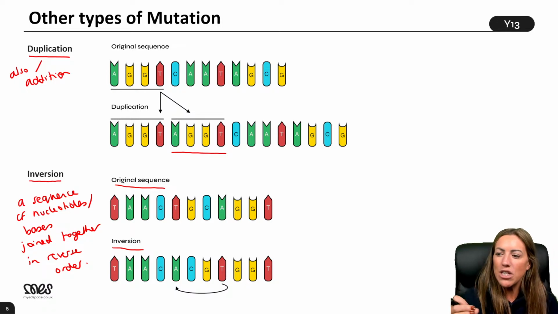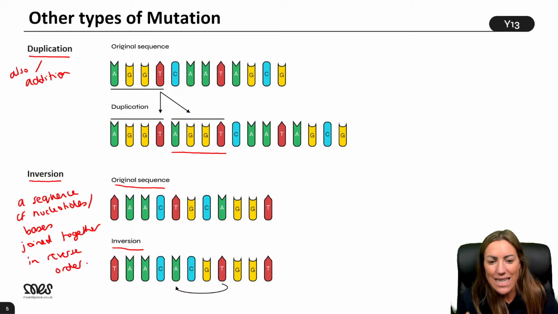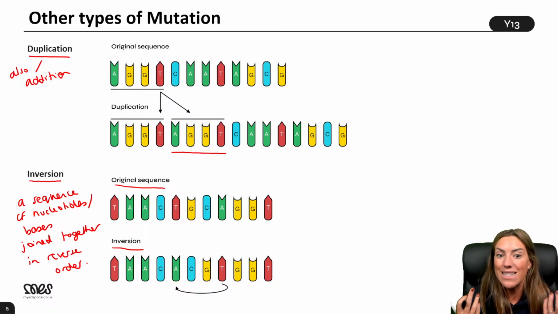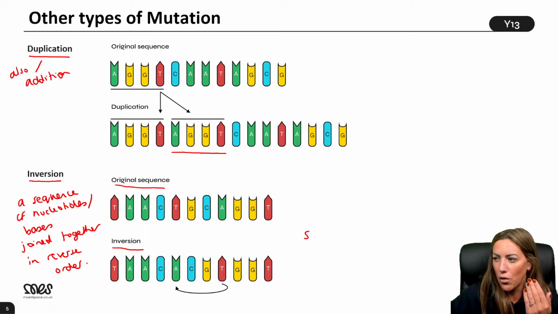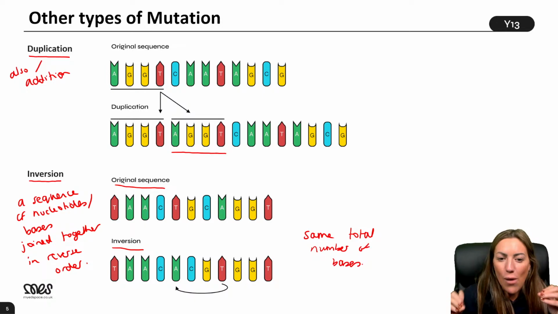But yeah, in the original sequence, it went TGCA, and in the mutated sequence, it's gone ACGT. So 4 bases have been inserted in the reverse order. So you've not added any bases, you've not deleted any bases, you've still got the same number in total, but 4 of them were put in the reverse order. Okay, but it still could affect the amino acid sequence.